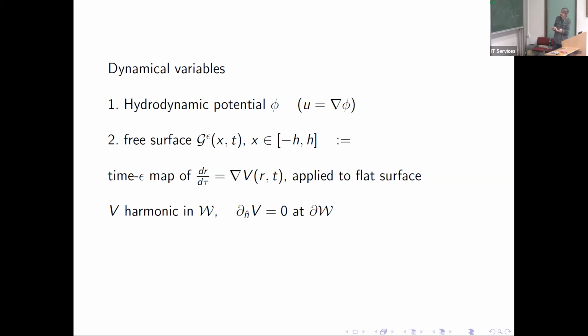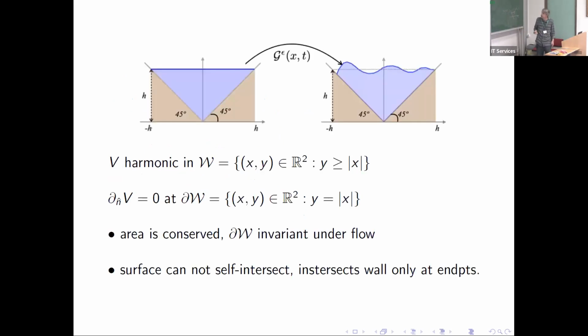So for a fixed physical time, you solve an auxiliary ordinary differential equation, and the vector field is the gradient of a harmonic function that has precisely the boundary conditions of the hydrodynamic potential. It's also harmonic. So you solve this ODE and you map under its time epsilon flow. You map this interval under that flow, and that is what I define to be the surface. So this is the picture over here.